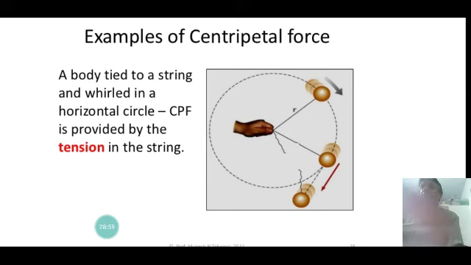An example of centripetal force: when a body tied to a string is whirled in a horizontal circle, the centripetal force is provided by the tension of the string. If you whirl a stone tied with a string, some force is applied by the hand so that the stone moves around the circular path, but the force applied on the stone is always directed towards the center. That is known as centripetal force.